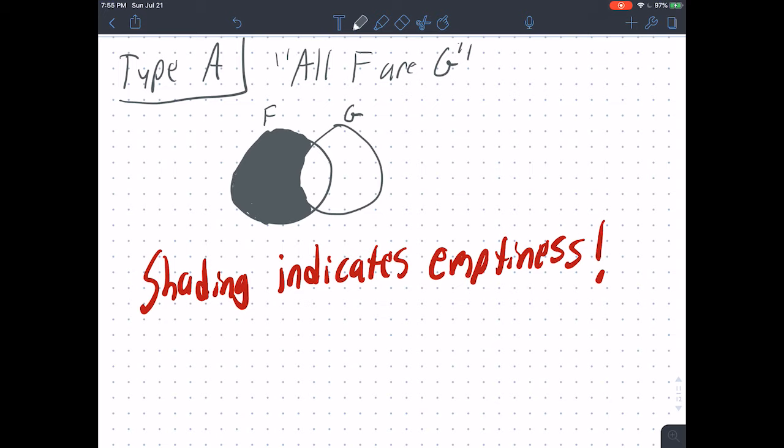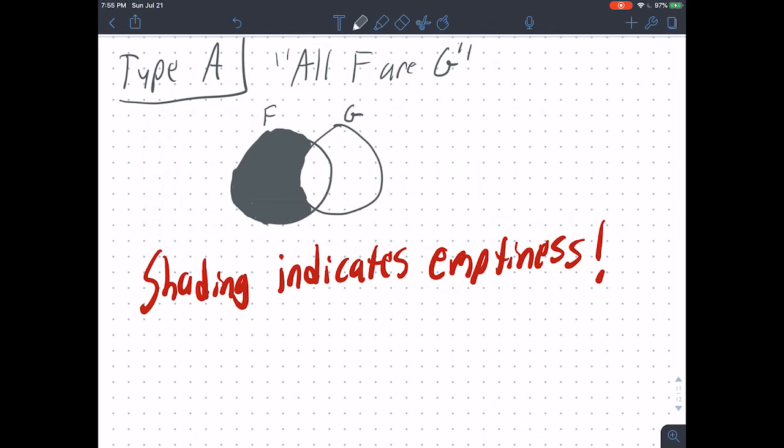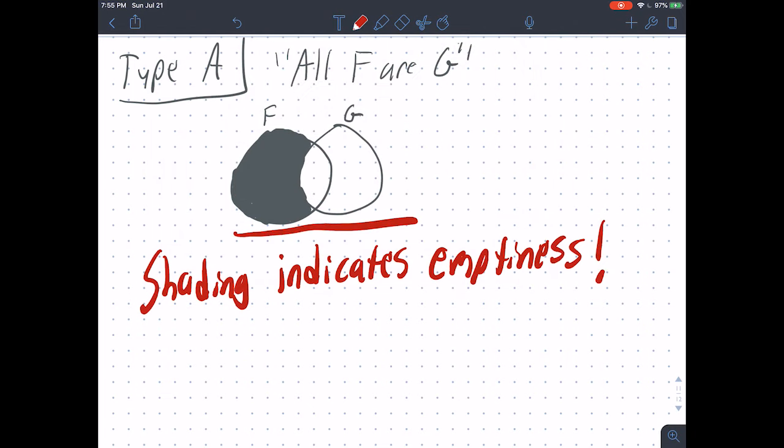You might want to look at the book just because the drawings will be substantially neater, right? So again, we look at this Venn diagram, and once we know that shading indicates emptiness, we look at the F circle. There's nothing in the F circle that isn't in the G circle, and that shows us that all F are G. That's how we represent that sentence.